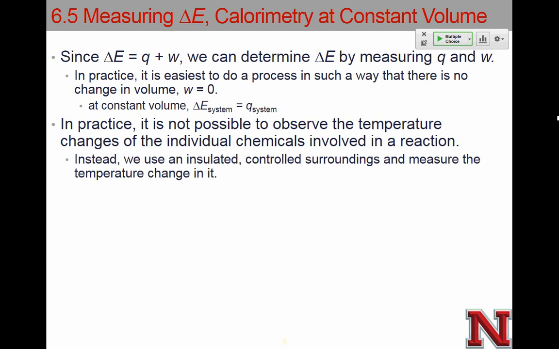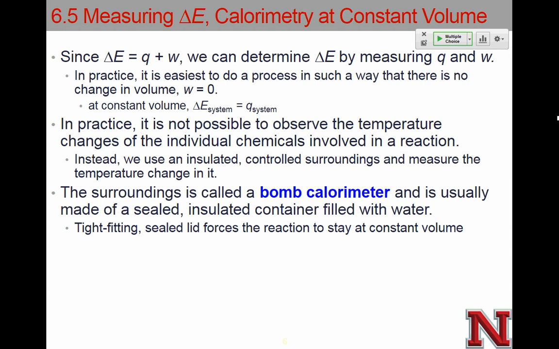So instead, what we can do is take an insulated, controlled system and surroundings and measure the temperature change in it. So what we'll typically use is what's called a bomb calorimeter. And in a bomb calorimeter, it's sealed. It's an insulated container filled with water. We have a tight fitting sealed lid, and that makes the whole system stay at a constant value.